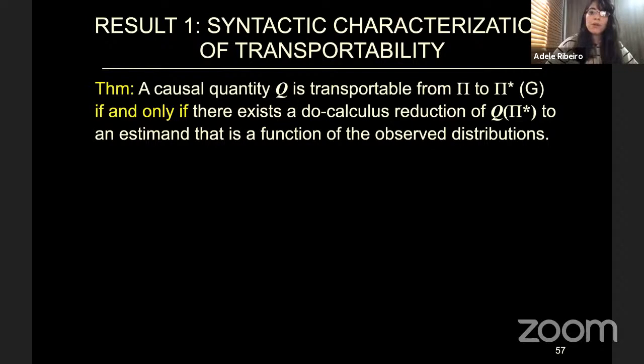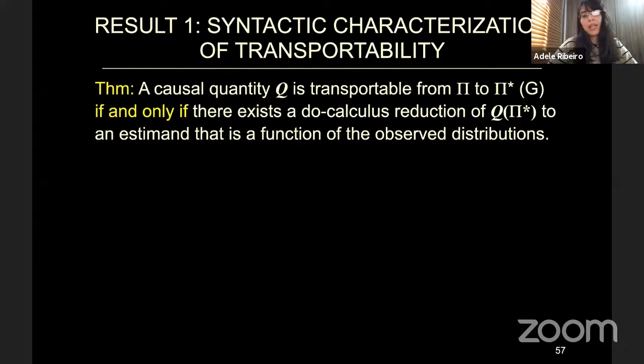We try a derivation using do calculus to reduce this quantity here to an expression that depends only on the distributions available. And it's sound and complete. It's an if and only if condition here. So if we cannot have this derivation, it's because your current knowledge about the underlying systems, the source and target domain, is too weak. It's not enough.